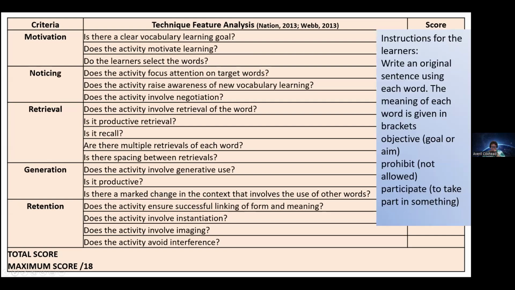Now, here's the activity, right? The score is 0 for nothing. 1 is yes, it's there, right? So I've got the instructions for you on that side, and I'm going to give you a minute now to go have a look through and have a think about what your score might be for this activity.